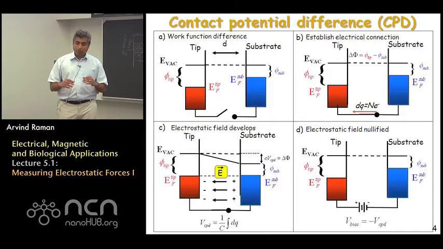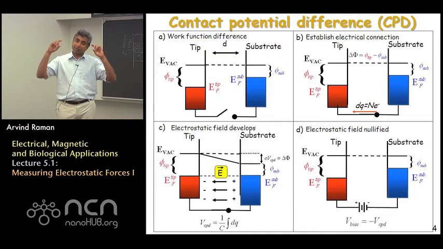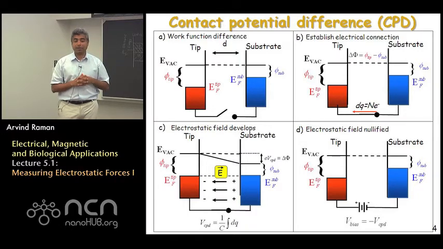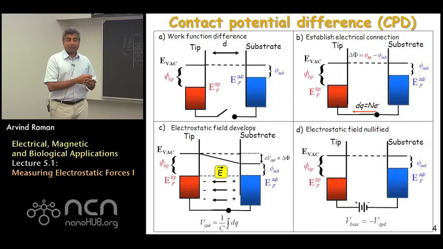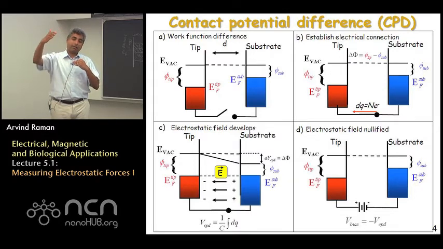Now, another important thing that is shown in the panel on the top left is the fact that when you refer both the tip and the sample to the same vacuum energy, the Fermi levels are different, and so the difference between the Fermi level and the vacuum energy level is called the work function of the particular metal or conductor. The work function itself has a nice physical meaning. It refers to the energy that needs to be applied to pull an electron out from the Fermi level to take it out into space.